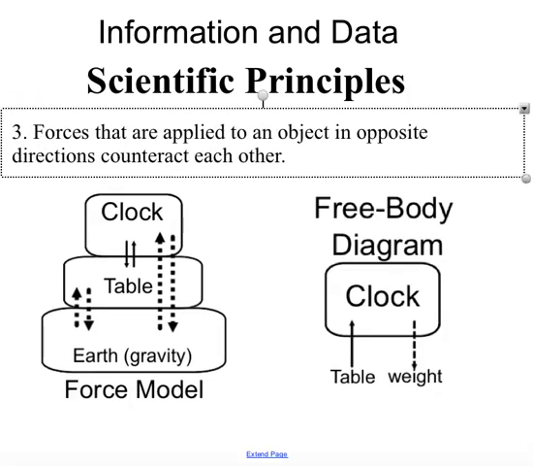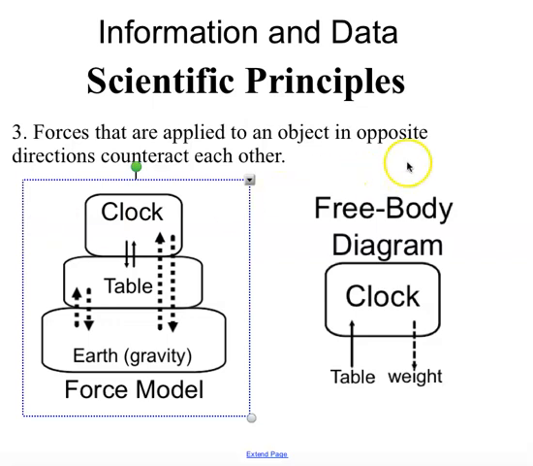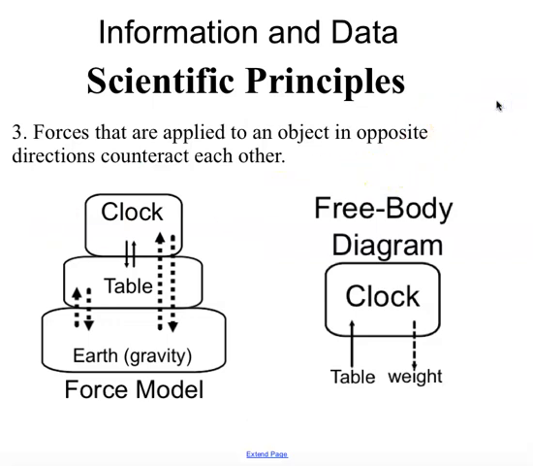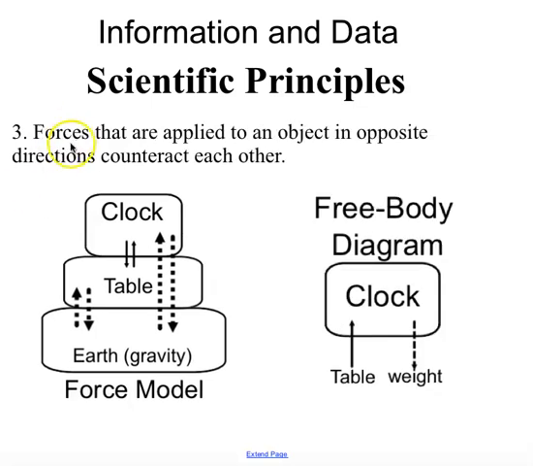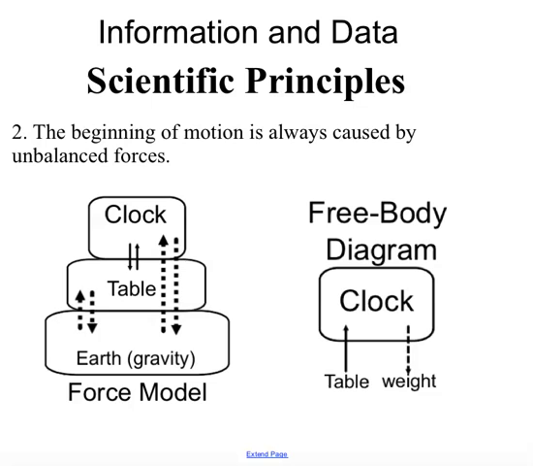Could you make the argument that scientific principle number 3 applies? Forces that are applied to an object in opposite directions counteract each other. You could make that argument. You could say, well, if these 2 forces counteract each other, then the forces are balanced. And if they're balanced, according to number 2, you're not going to get motion. You can make that argument. And what I would say is you definitely need number 2.